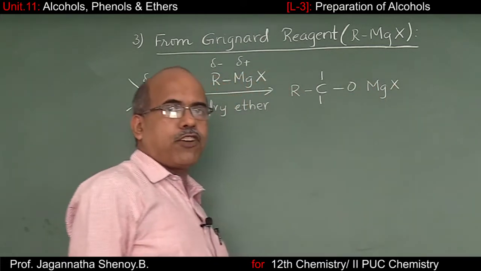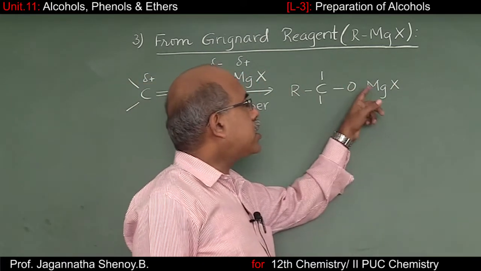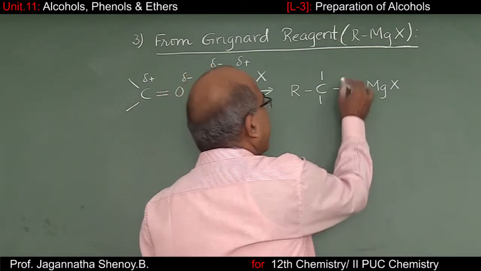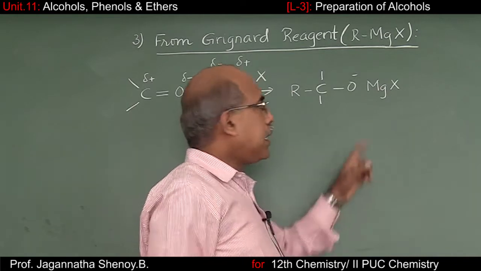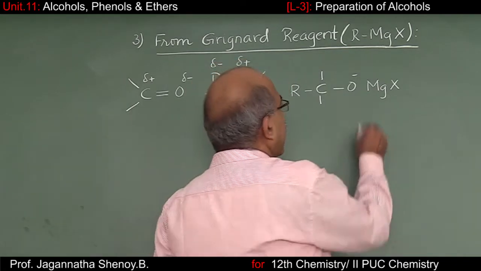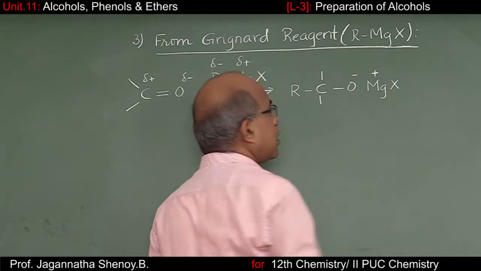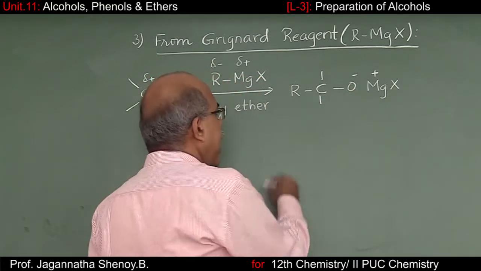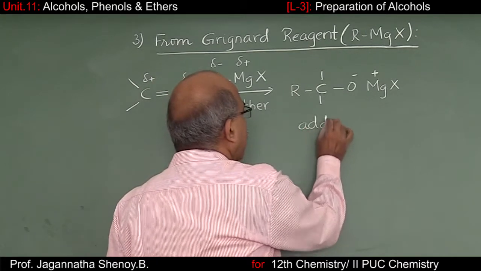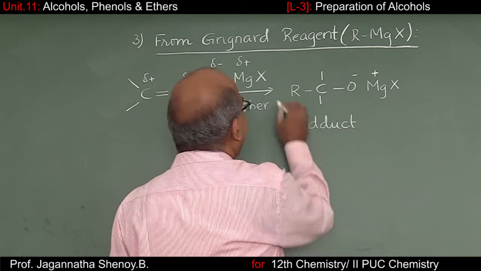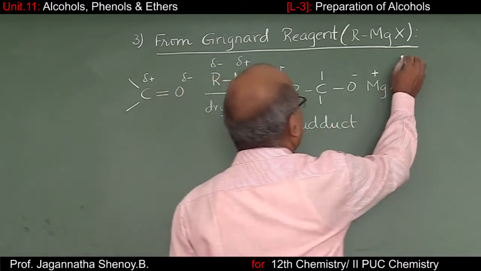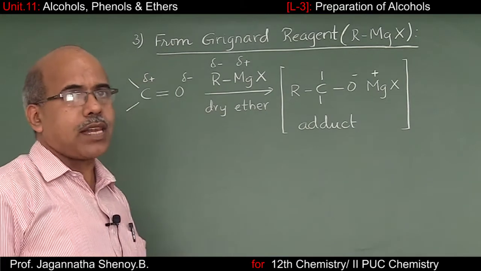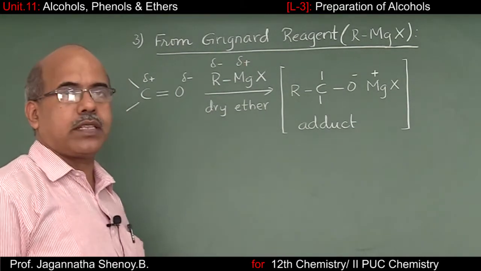And now, if you consider the bond between oxygen and magnesium, oxygen is highly electronegative, so it will carry a negative charge. Magnesium is highly electropositive, it will carry a positive charge here. In other words, what we have obtained here is an addition compound. I am going to call it an adduct. In fact, this is a salt. This is a salt of alcohol, a weaker acid.